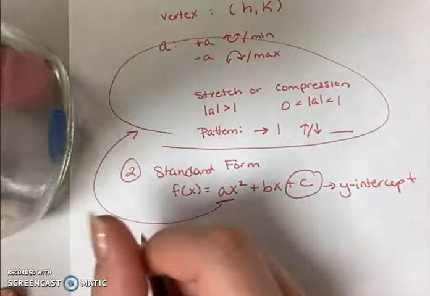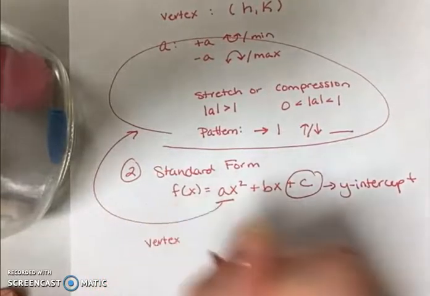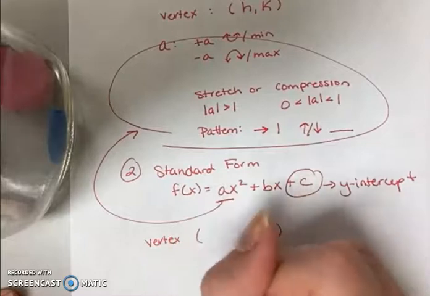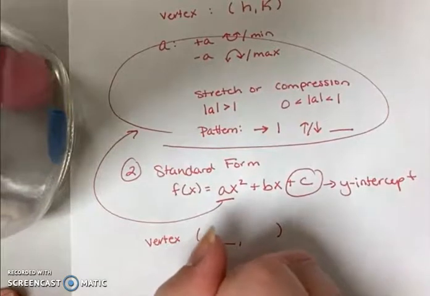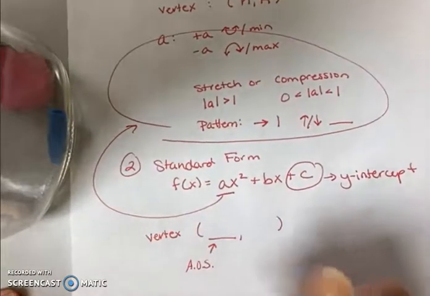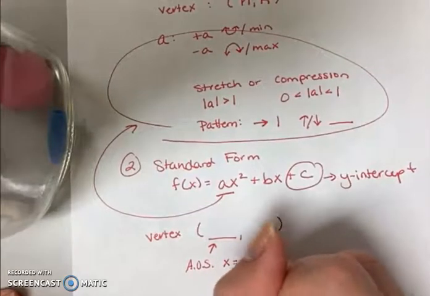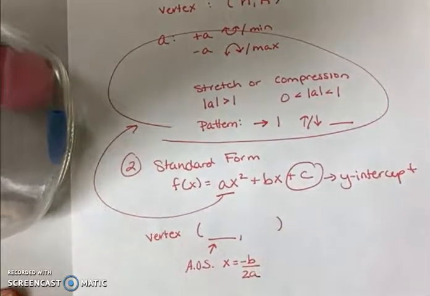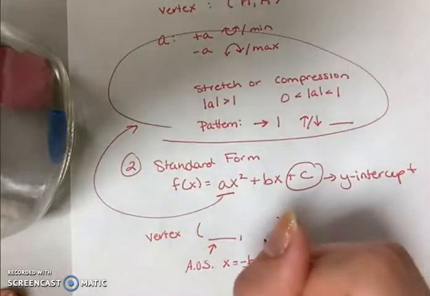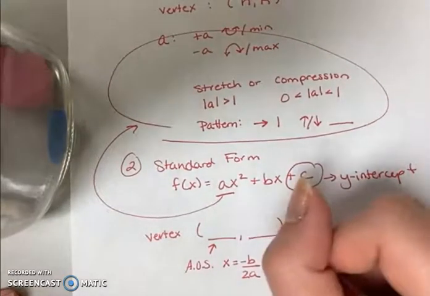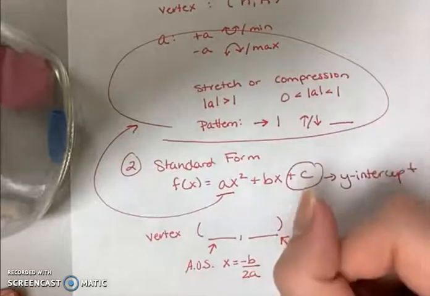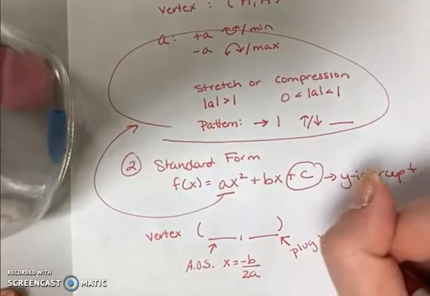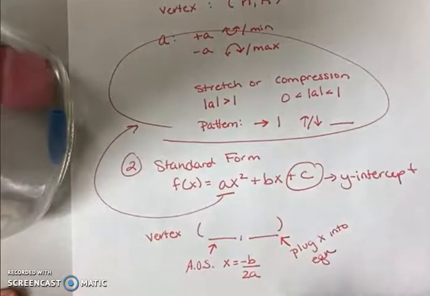If I were to find the vertex, to get the x value, which also represents the axis of symmetry, by the way, we would use x equals negative b over 2a. To find the y value, what we would do is we would take the x value and plug it into our equation. So I'm just going to write plug x into equation. That's how we get y. All right?